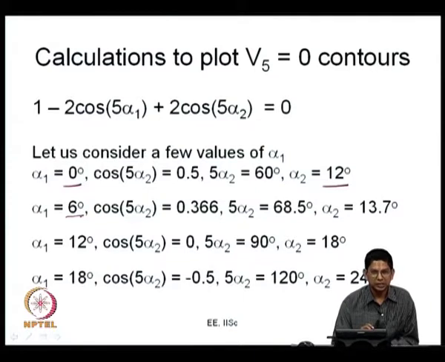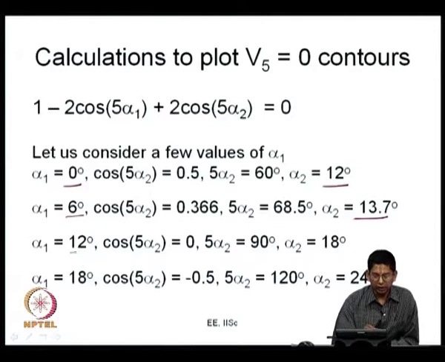So, I know one point, then I am going into the next point. What is this? 6 degrees. I can choose 1 degree, I can choose 2 degrees, whatever. I am trying to keep it a little higher. 6 degrees, why 6 degrees? You see I have 5 alpha 1. So, 5 alpha 1 meaning 5 into 6 is 30 degrees. It is a little easier for us to handle such numbers. So, I choose 6 degrees now. I am getting corresponding alpha 2 as 13.7 degrees, there is some small increase there.